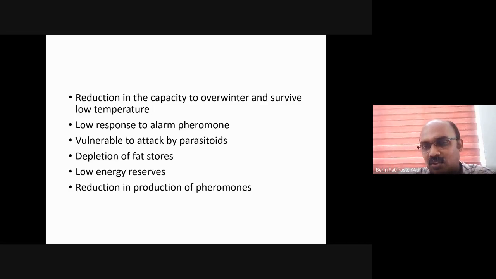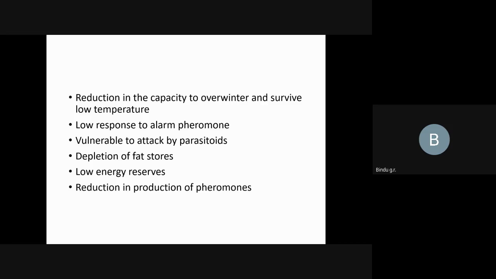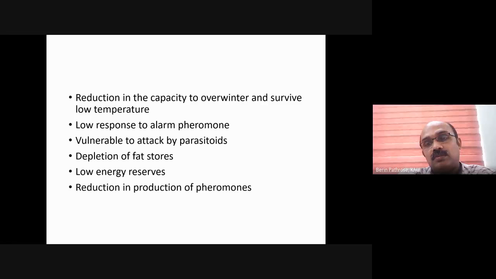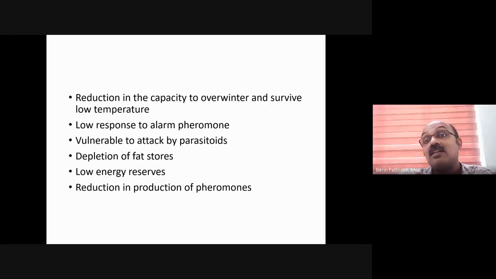That is not a tough question. Disperse. Not disperse. It doesn't respond to alarm pheromone. It will get attacked by other insects. Yes, it will fall to predation or parasitization.